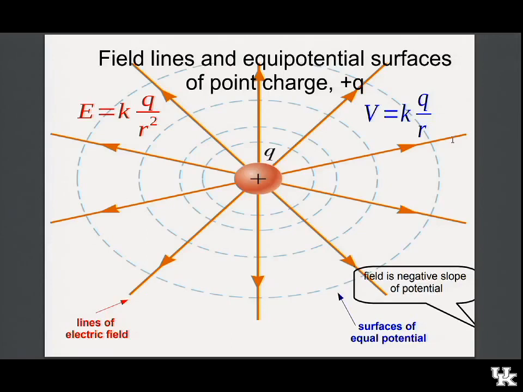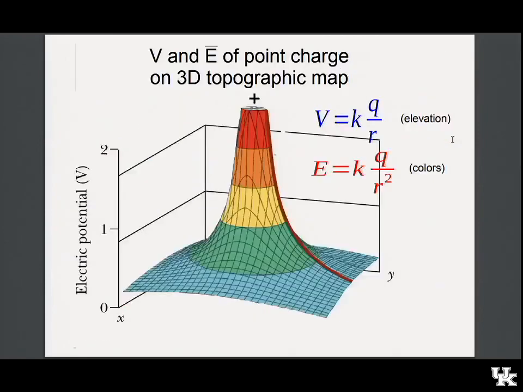You also see the relationship between the field and the potential. Where the field's strong, you'll tend to see the contours closely packed, because the field is strong, it's saying the potential is changing quickly. Where the field is weak, out here, you'll see the contours loosely packed. That's because if the field's weak, it means the potential's changing more slowly. And so that's why the contours are tightly packed at the center and much more loosely packed at the edge, because the field is strong at the center and weak at the edge.